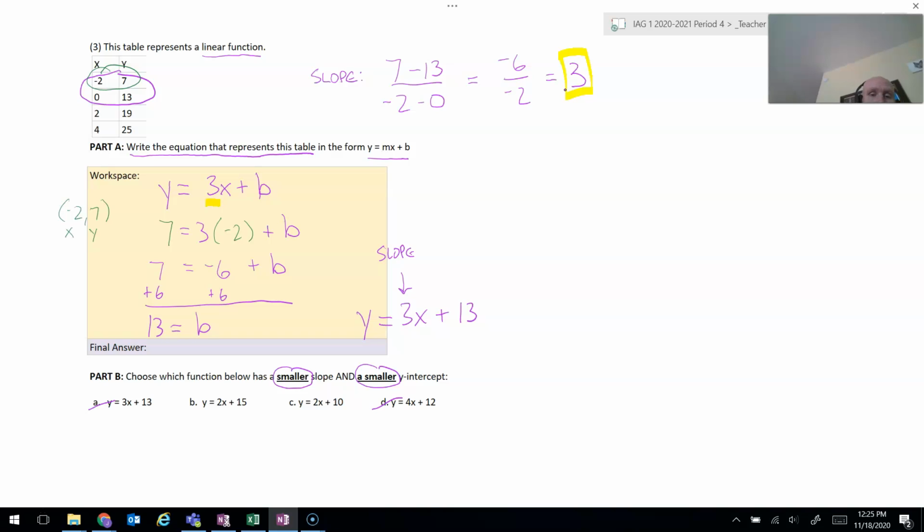All right, now we're also supposed to find one that has a smaller y-intercept. So our y-intercept is 13. So 15 is not smaller than 13, right? So that leaves us just with answer choice C here.